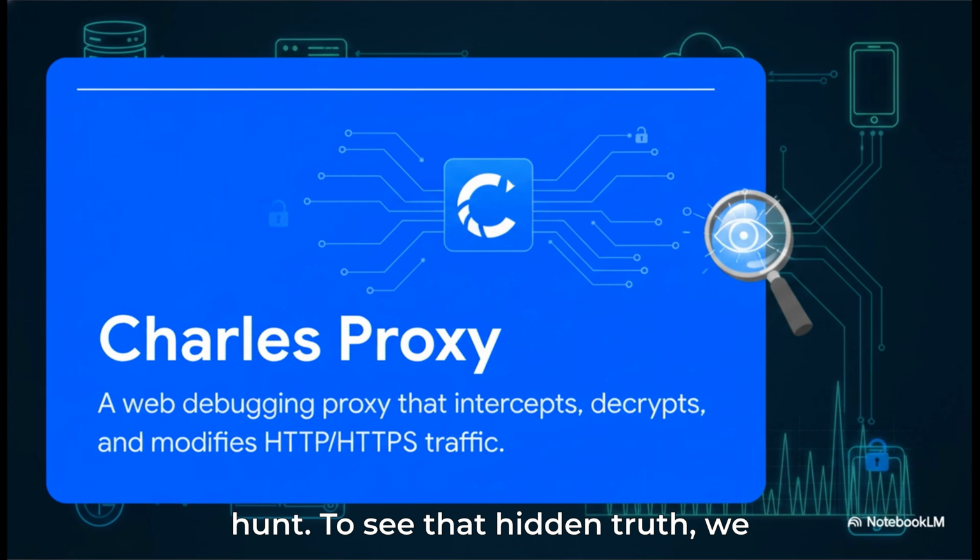To see that hidden truth, we need Charles Proxy. At its core, Charles is a web debugging proxy. But to be more specific, it acts as a man in the middle. By securely positioning itself right between your Android emulator and the internet, it captures every single HTTP and HTTPS request. It intercepts the data, decrypts it so we can actually read it, and, here's the kicker, it even lets us modify that data before it reaches the server or comes back to the app.